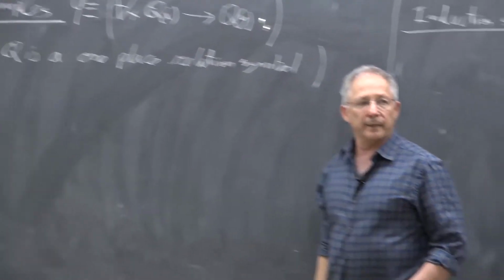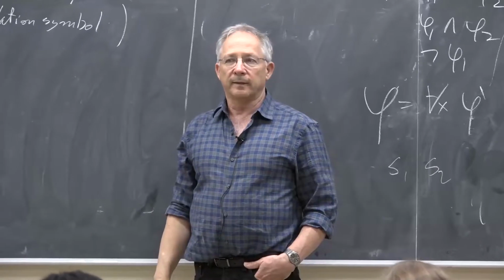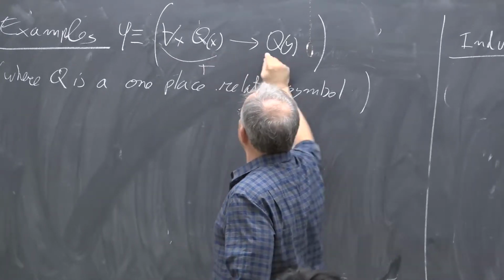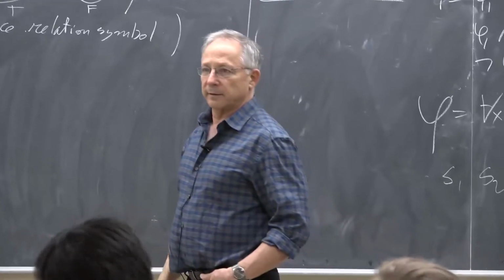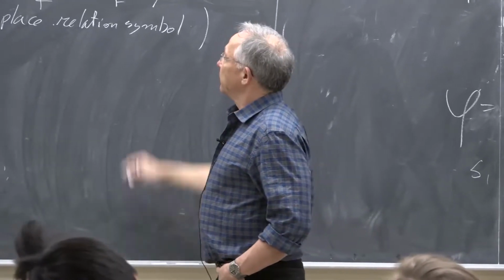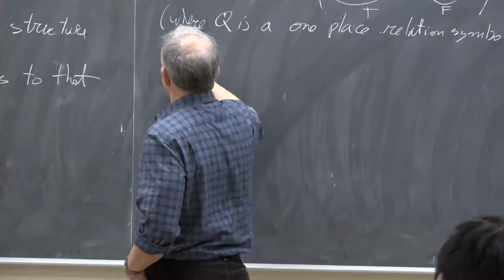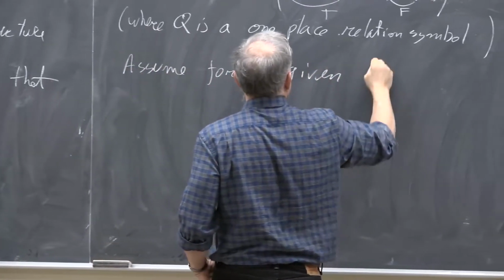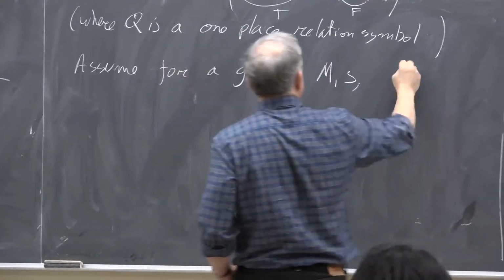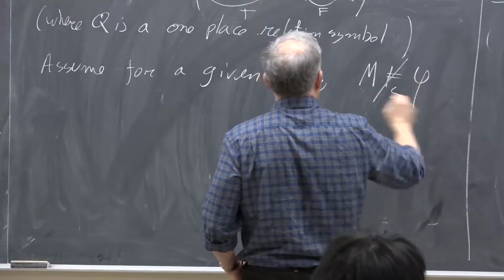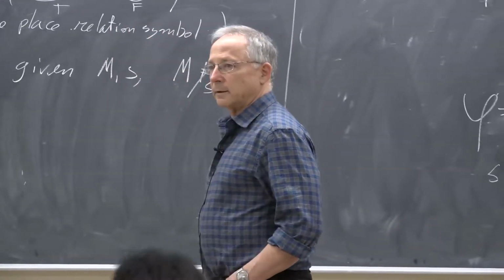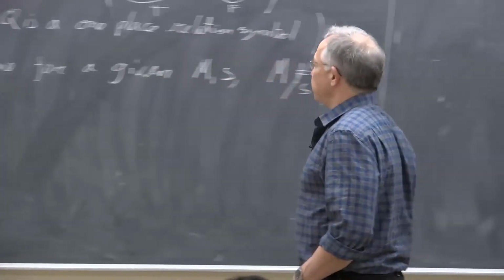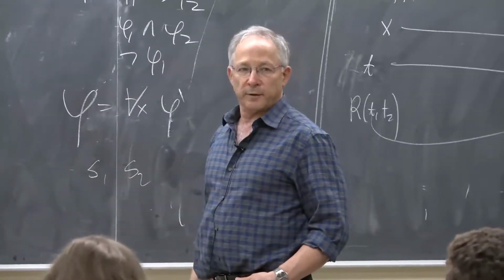So what is the only case in which it could be false? If this is true, not Q of X. If this gets true and this gets false, this will be the only case where this will fail. So assume that for a given M and S, we assume by way of contradiction, M under S does not satisfy my phi. This is my proof that this is indeed a logical truth. So assume that for some interpretation in some structure, it is not satisfied.